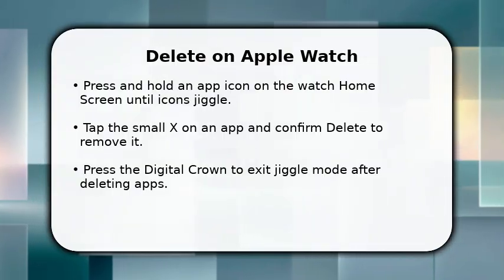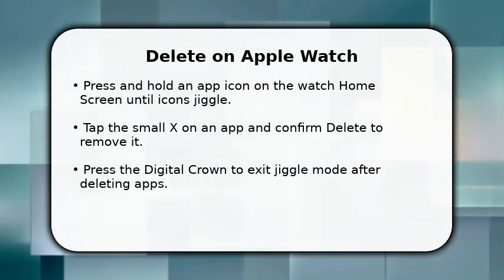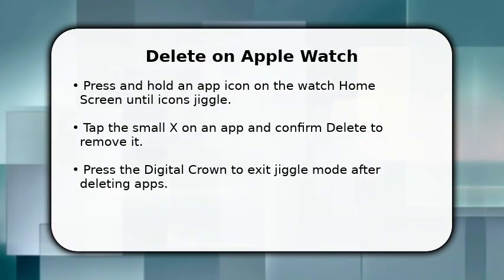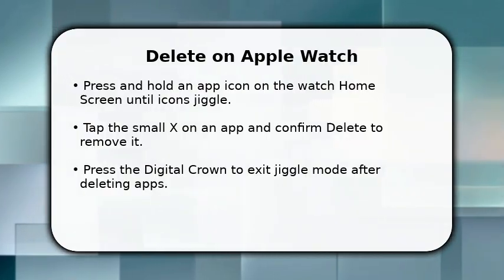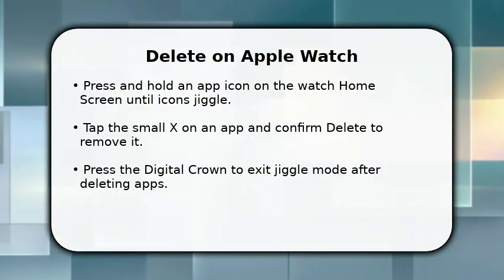Start on your Apple Watch home screen and find the app to delete. Press and hold an app icon for 1 second until all app icons begin to jiggle. When icons jiggle, locate the small X or minus badge on the app you want to remove.